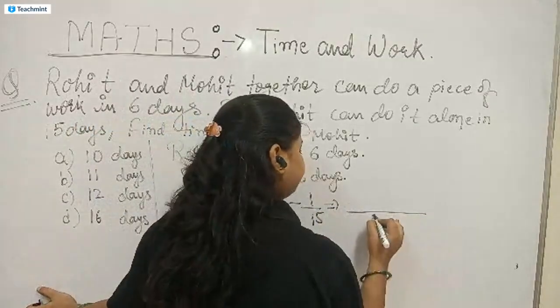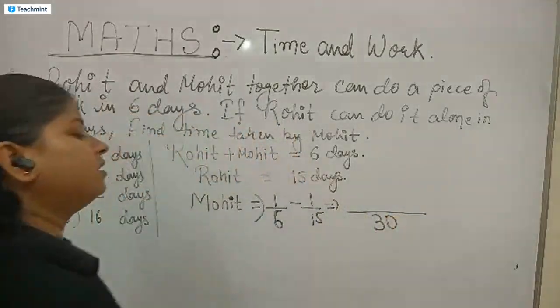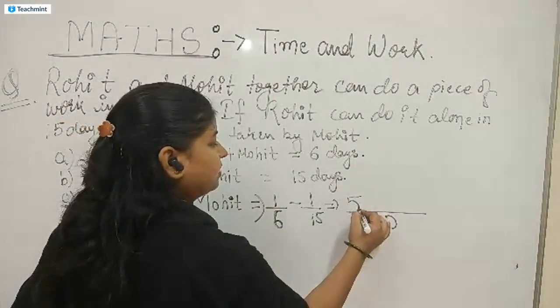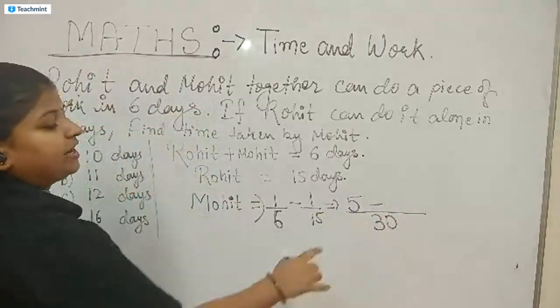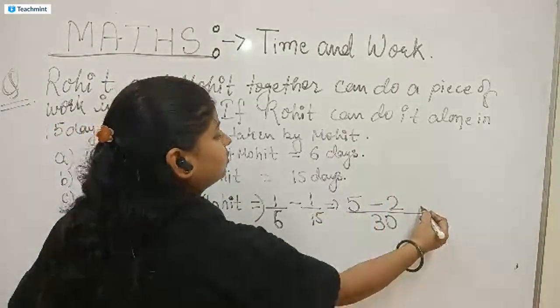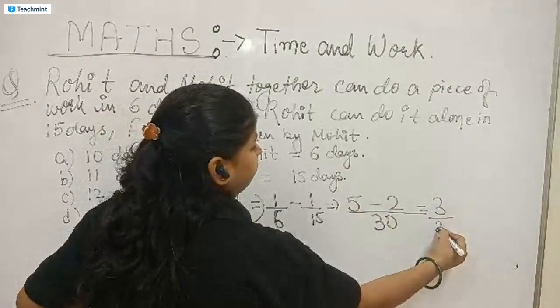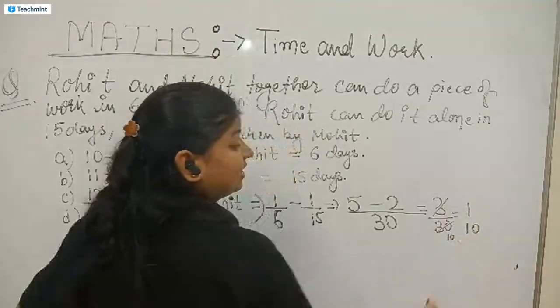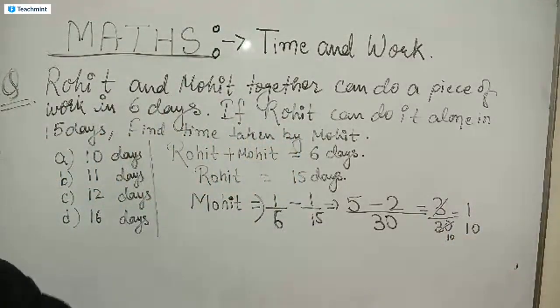How much did you get? 6 and 15, if I take the LCM, it is 30, because 30 comes in the table of 6 also and 30 comes in the table of 15 also. So 6 times 5 and 15 times 2. So 5 minus 2 upon 30. How much did I get? 3 upon 30. That is 1 upon 10. 3 by 30 is 1 upon 10.